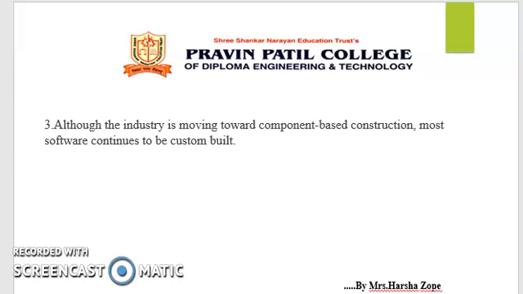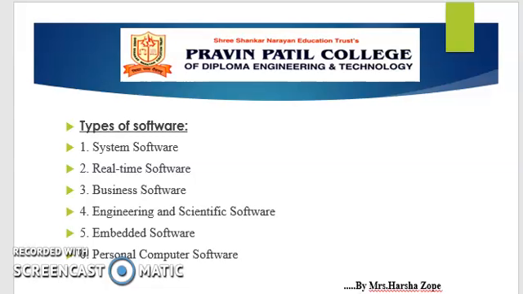Okay, those are the characteristics of software. And the next part is types of software. First is system software. System software is a collection of programs written to service other programs. For example, compiler, editor, file management utilities. These are the examples. Second is real-time software. Software that monitors, analyzes or controls real-world events is called real-time software. For example, airline reservation system, railway reservation system.